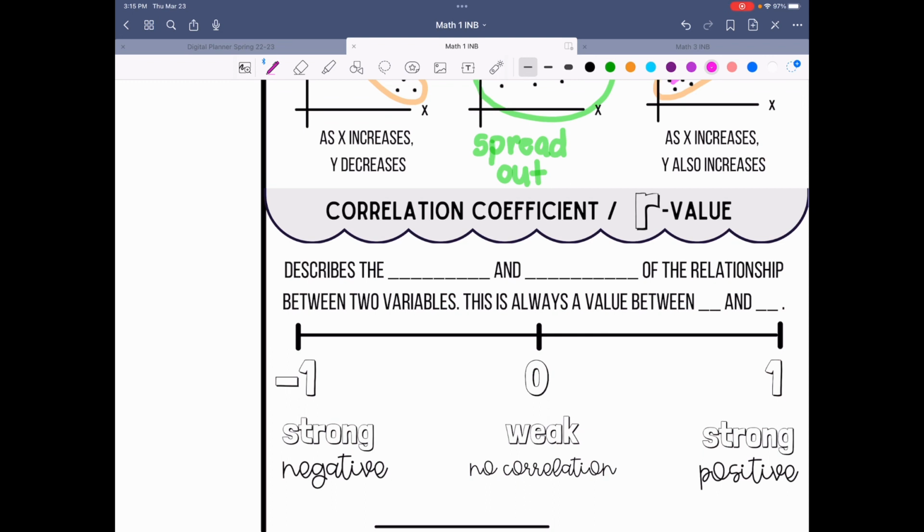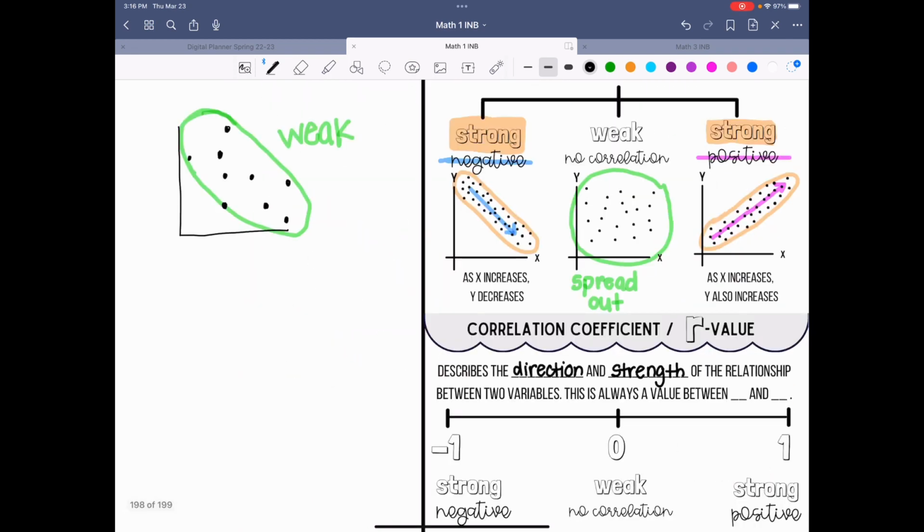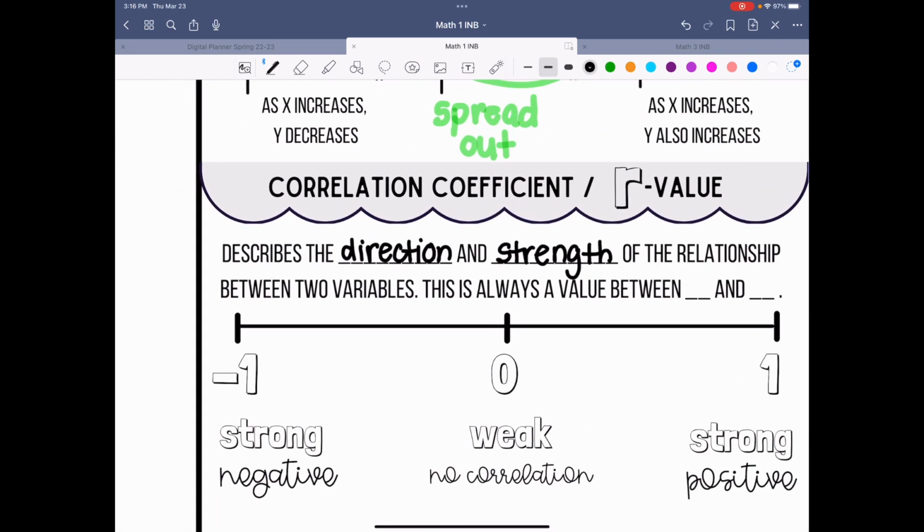It's going to tell me the direction that my information is actually going. Is it negative or is it positive? And then it's going to give me the strength. Is it strong or is it weak? The correlation coefficient is going to fall between -1 and +1. It can't fall outside of those 2 values.